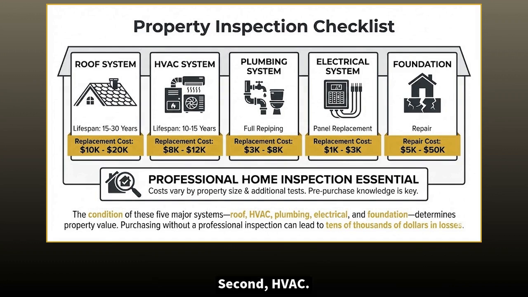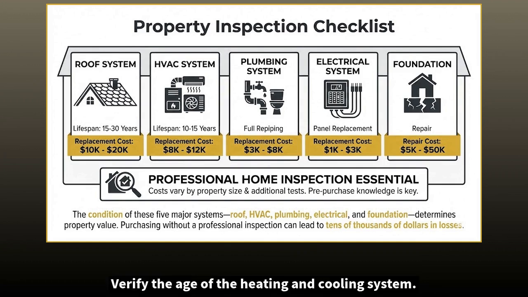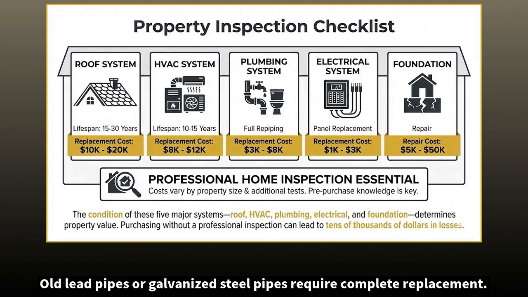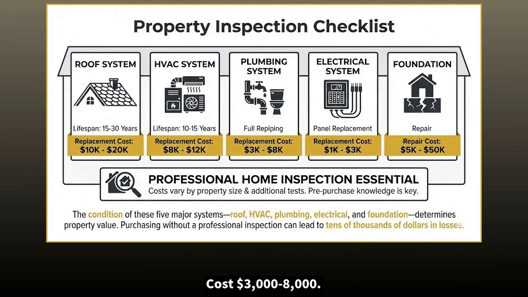Second, HVAC. Verify the age of the heating and cooling system. 10 to 15-year lifespan. Replacement cost $8,000 to $12,000. This is also rising. Operational testing is essential. Third, plumbing. Are there signs of water leaks? Old lead pipes or galvanized steel pipes require complete replacement. Cost $3,000 to $8,000.